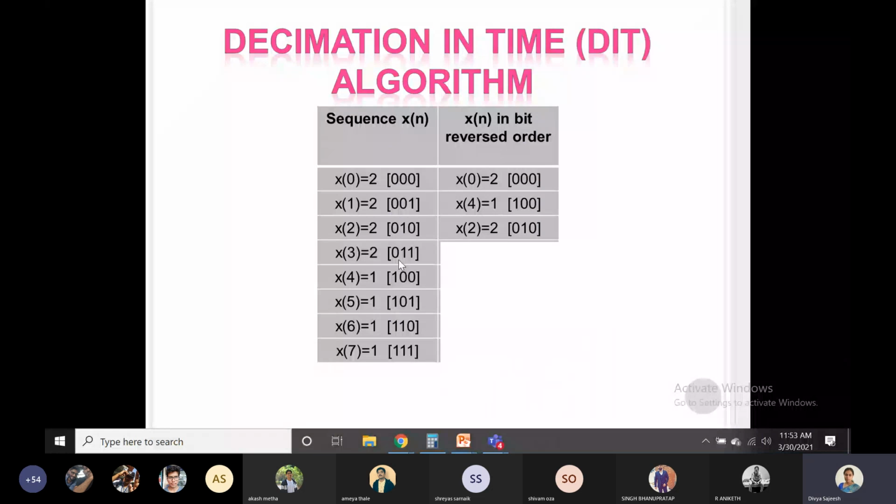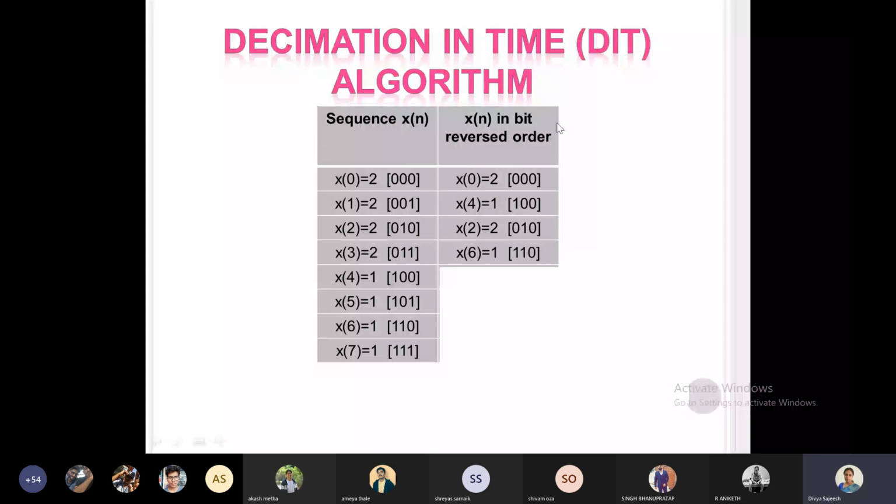So I change it first. 0, 1, 1 will change to, if I change the order, 1, 1, 0. So 1, 1, 0 is 6. So x of 6, as defined in the first column, is 1. Similarly, x of 4, if I change, it will change to 0, 0, 1. So 1, 0, 0 will change to 0, 0, 1. So 0, 0, 1 is 1 itself. So x of 1 is defined here as 2.